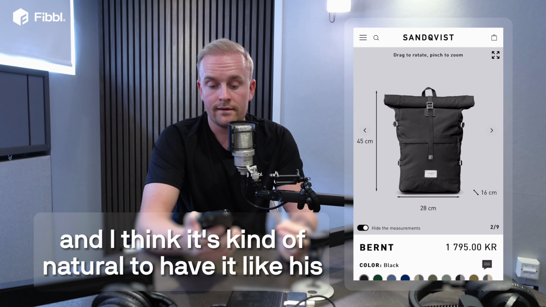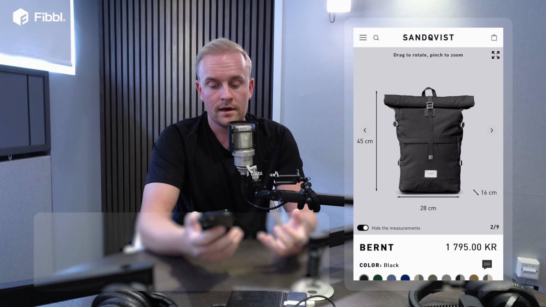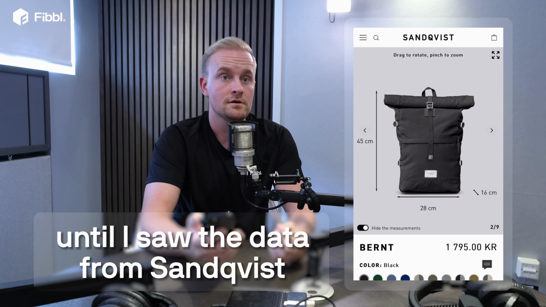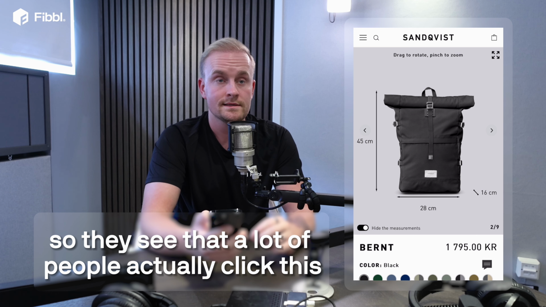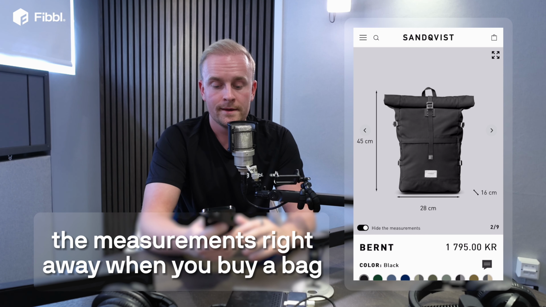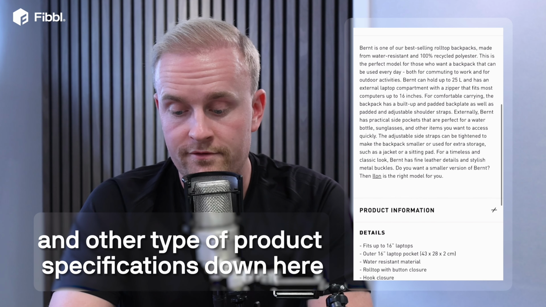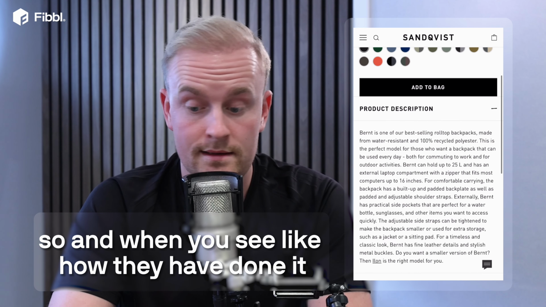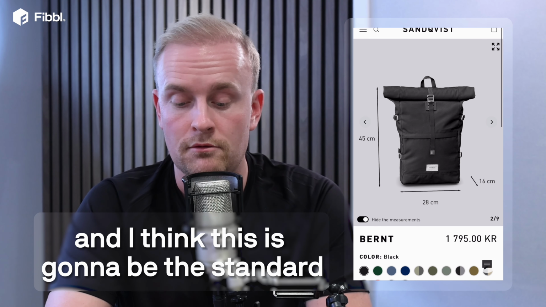And I think it's kind of natural to have it like this, but I wouldn't really know how natural it was until I saw the data from Sandqvist. So they see that a lot of people actually click this. So obviously there is a big interest of seeing the measurements right away when you buy a bag. But most often they have the sizing information and other type of product specifications down here. And when you see how they have done it, it feels so natural, and I think this is going to be the standard we see on all the bag brands.